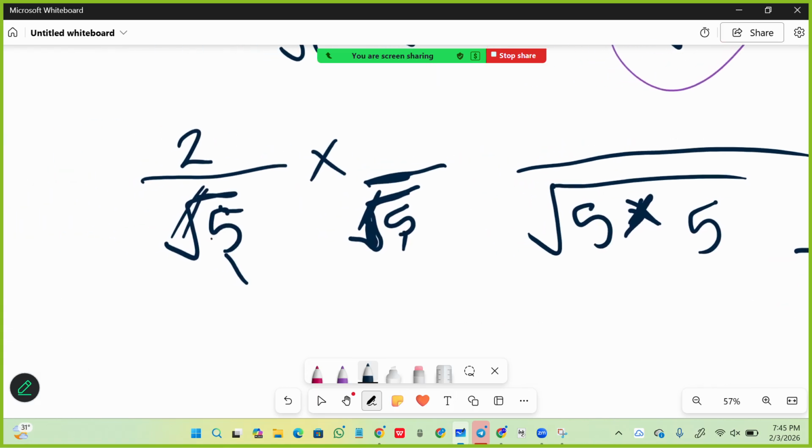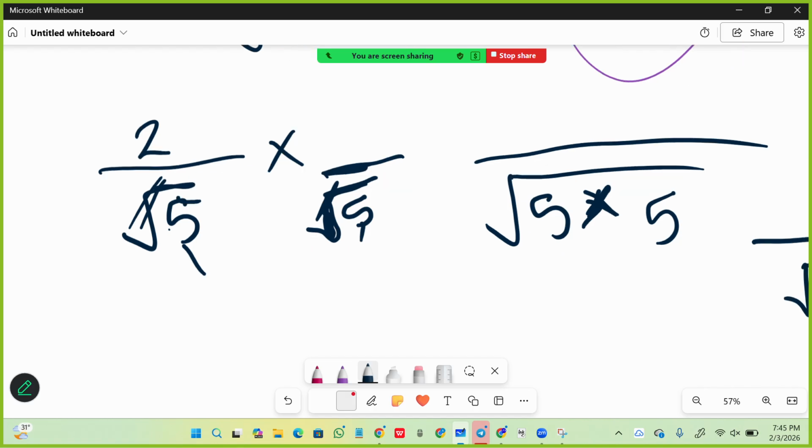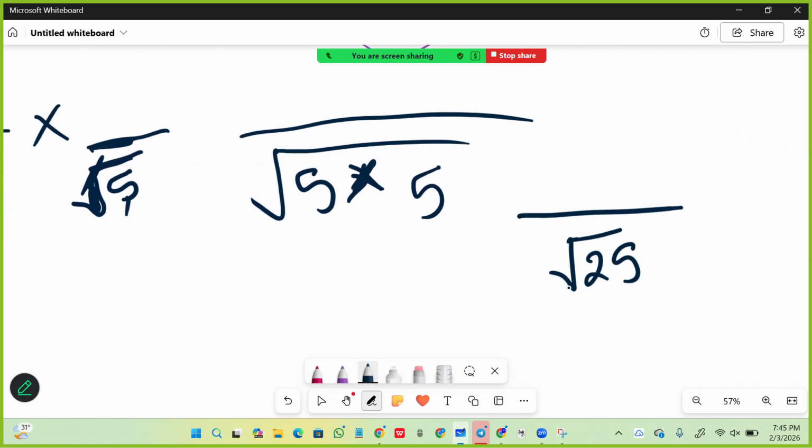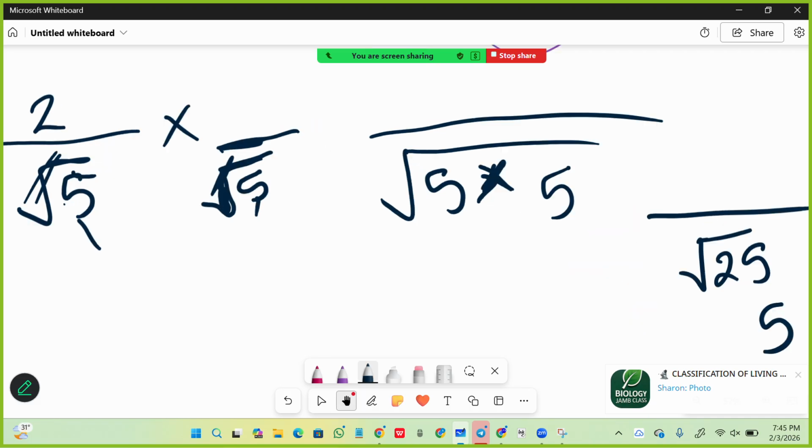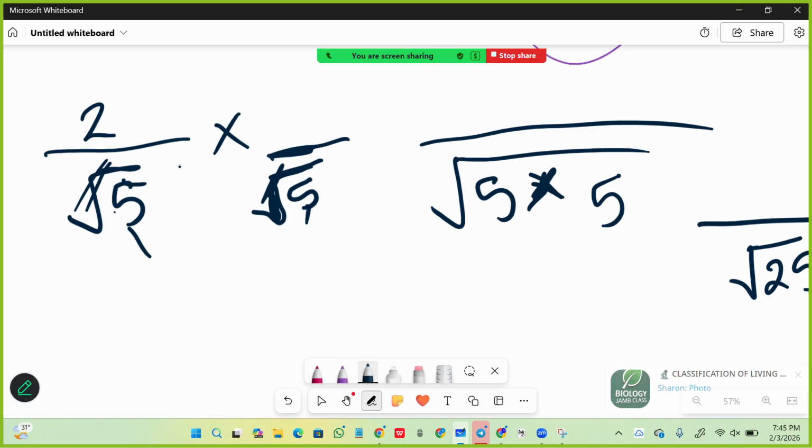Now, up here, root 25. Just in your calculator, press square root of 25. You realize that the square root of 25 will give us 5. So it is a very, very intelligent way they discovered that the easy way to remove this surd is to multiply this surd by itself.